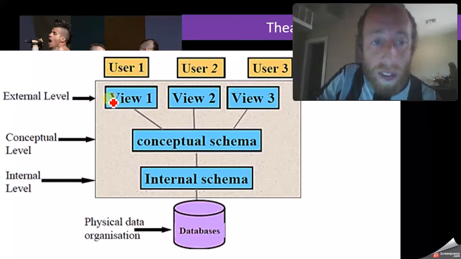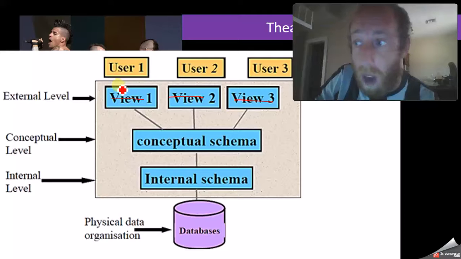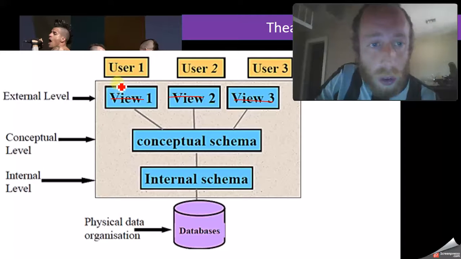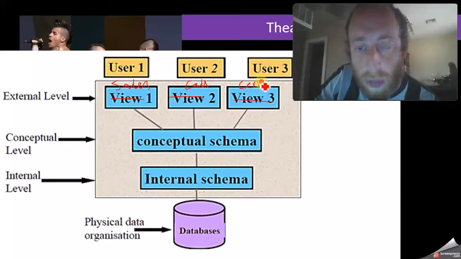We would have, instead of view 1, view 2, view 3, which are generic names, sales, call center, and finance. For example, we need another view, but I can't draw it in. Oops, that should be finance.